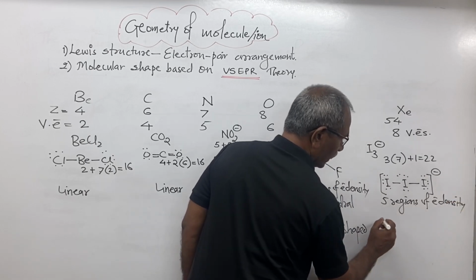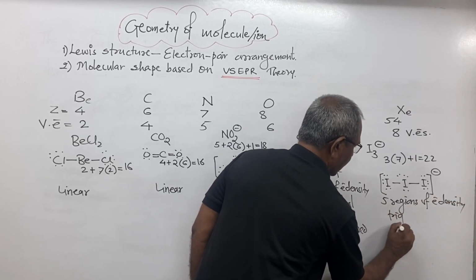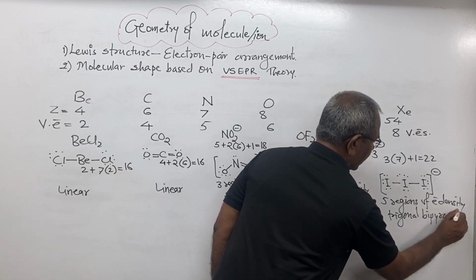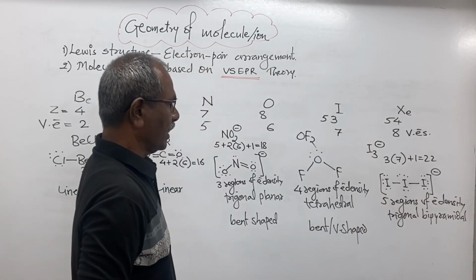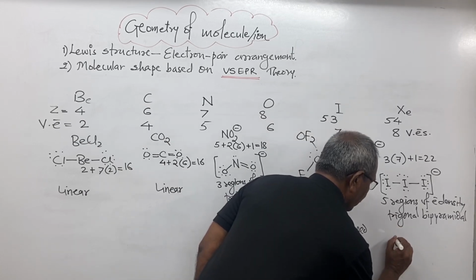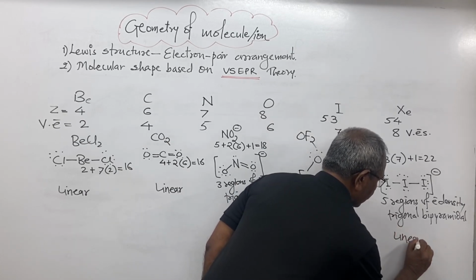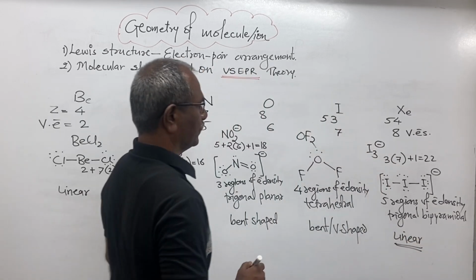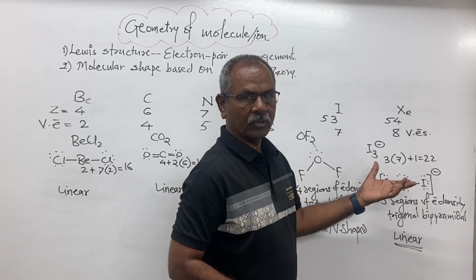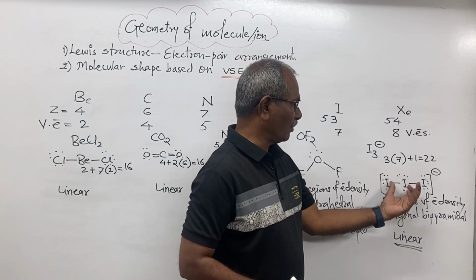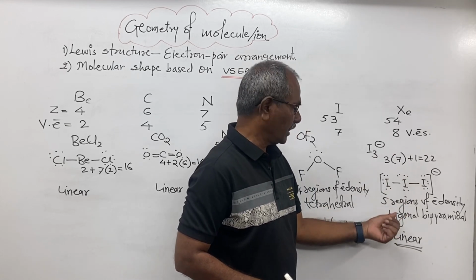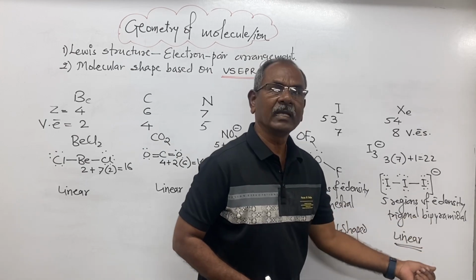So it has a trigonal bipyramidal geometry. This is the electronic geometry. But this molecule's actual geometry, the molecular geometry, is linear. This is very important, because the 3 lone pairs of the central iodine occupy the equatorial positions. So this I3 minus ion has a linear molecular geometry, but its electron geometry is trigonal bipyramidal.